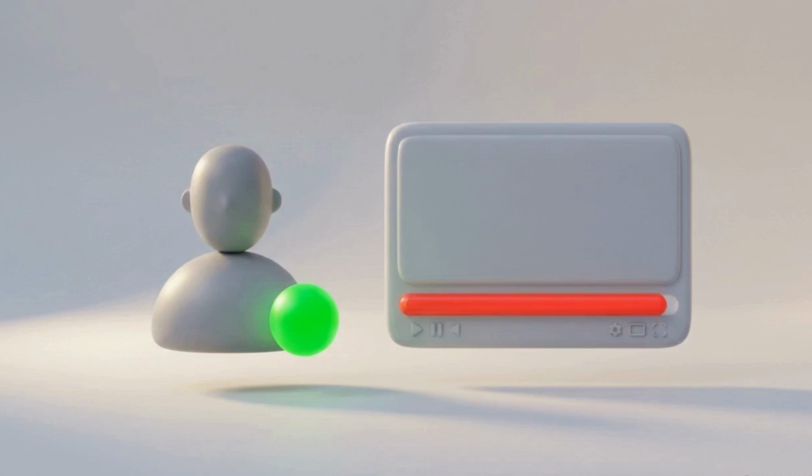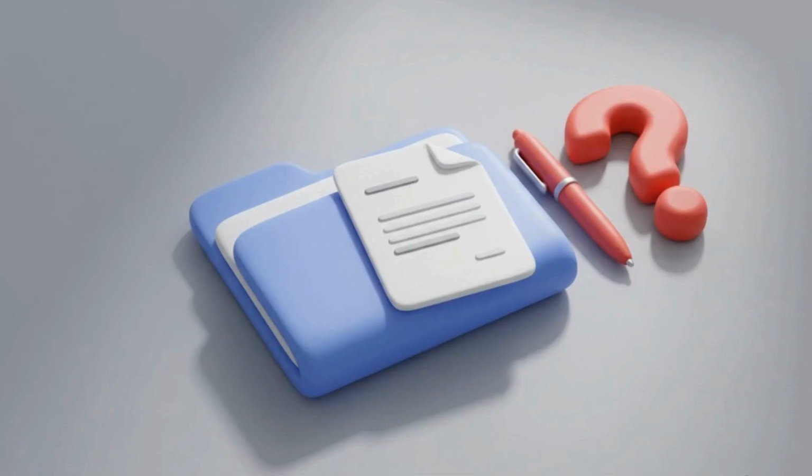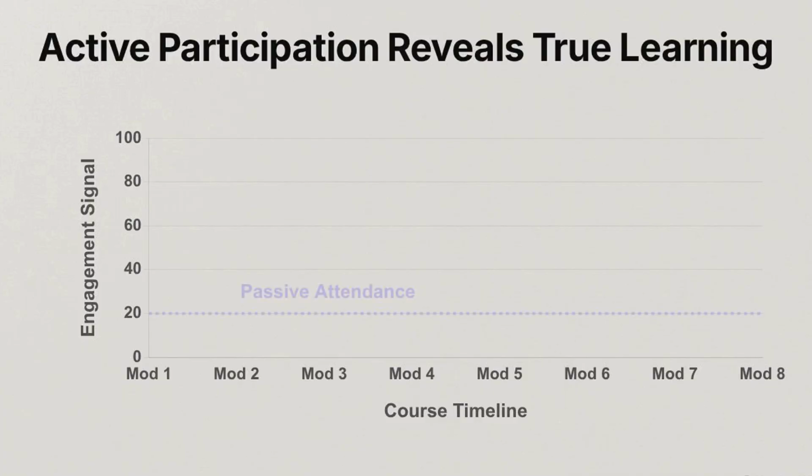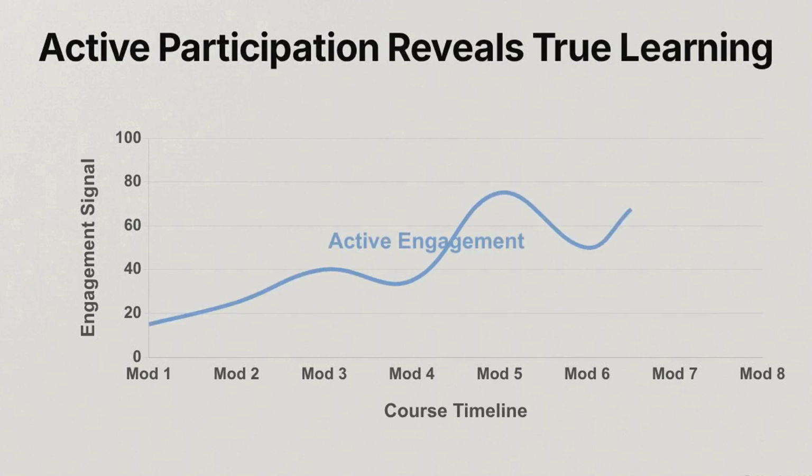Let me ask you a question about online education. How do you really know if a student is engaged? A student might be logged in, they might watch a lecture, or even upload an assignment. But that doesn't guarantee they are actually learning. To find the truth, we have to look past basic attendance metrics and track active participation.